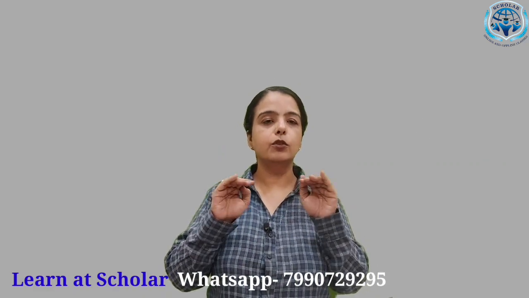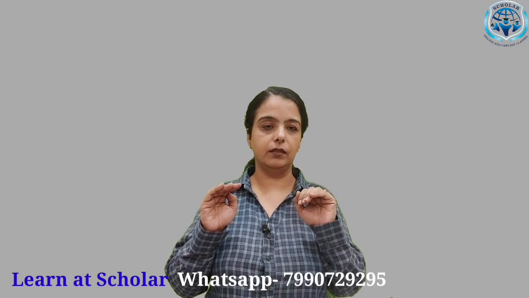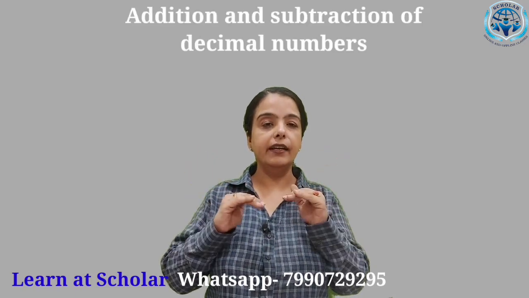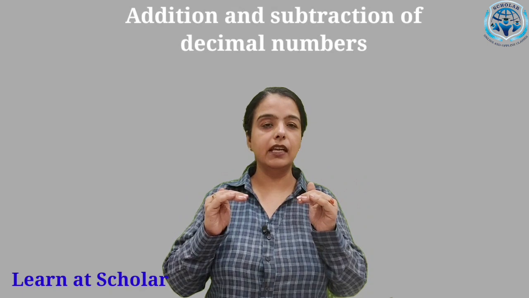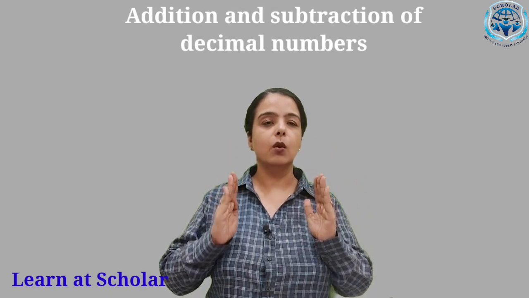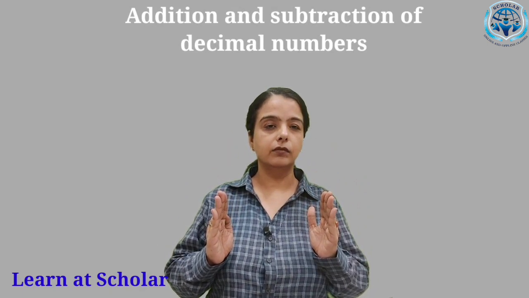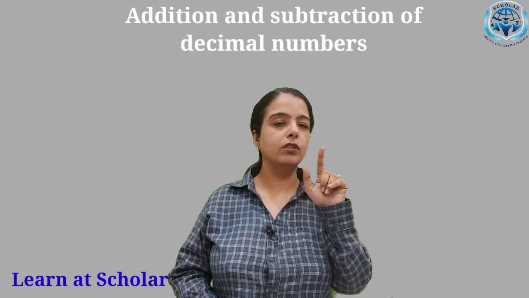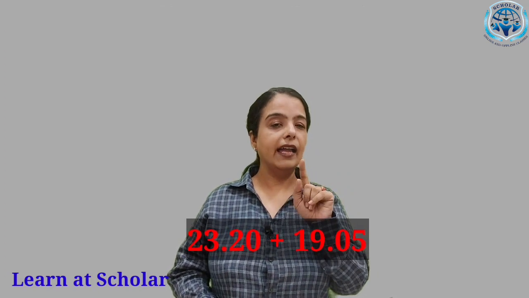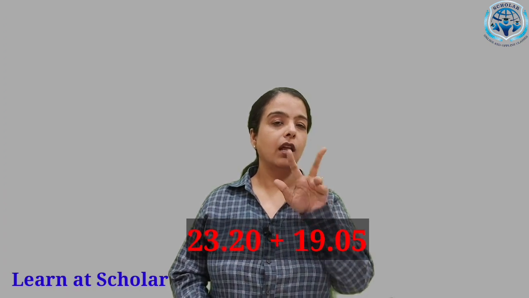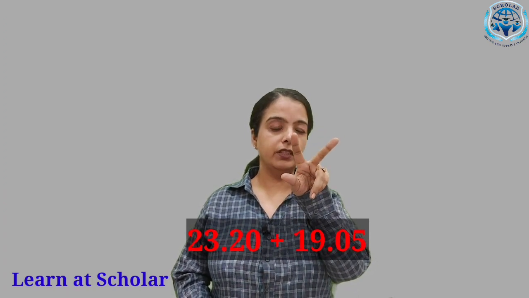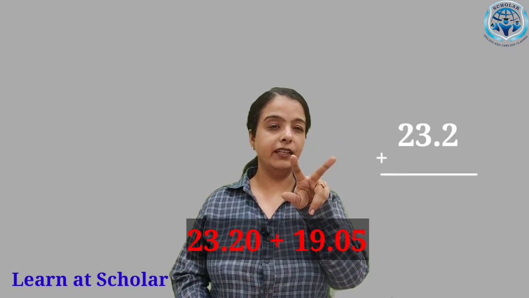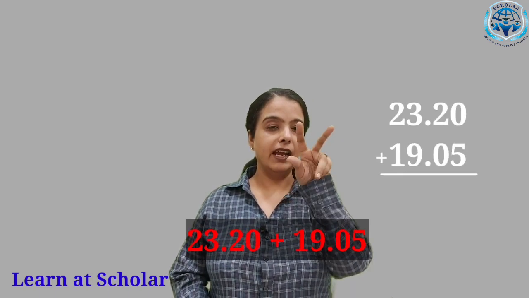Now we come to the addition and subtraction of decimal numbers. If we have to add or subtract decimal numbers, then the decimal points are written one below the other. Like we have to add 23.20 and 19.05. Then what will we do? We will write the first number 23.20, then 19.05, and add. Decimals are in a line.